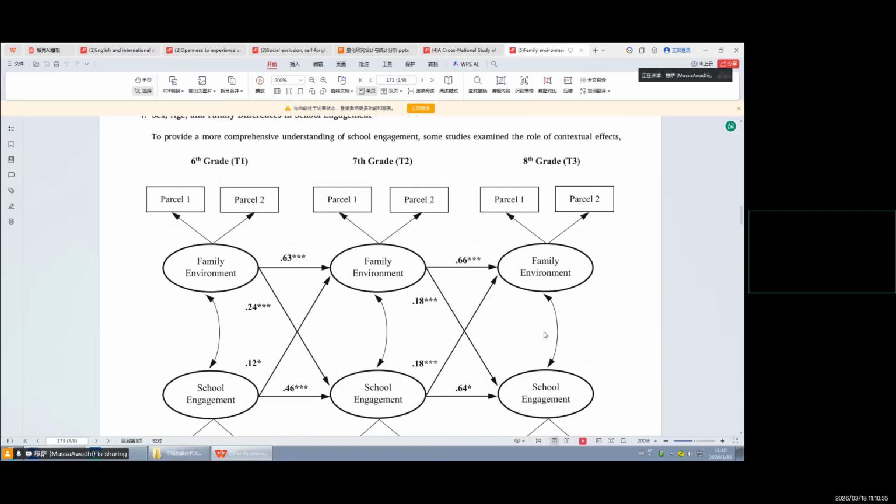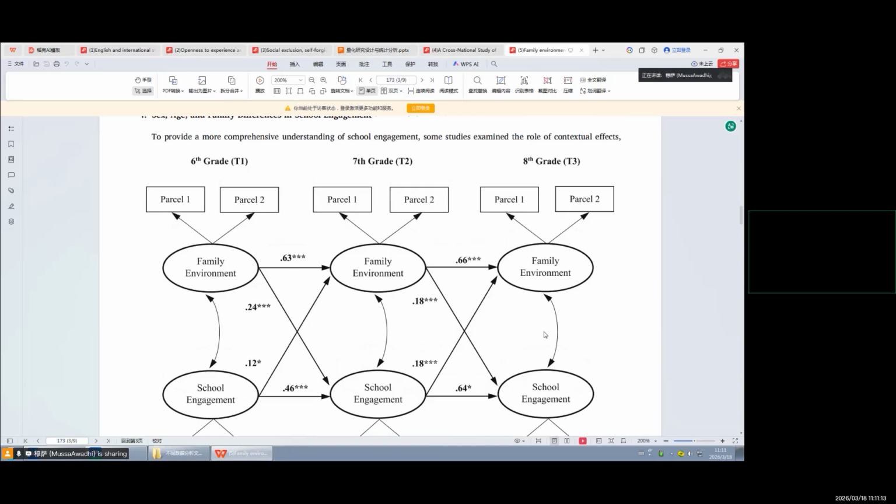Longitudinal. This is a longitudinal study. We track the same participants longitudinally, right? Yeah, we track them from 6th grade to 7th grade to 8th grade. Is this kind of study meaningful? Of course, we can understand the trajectories. Yeah, we can understand the changes. Yeah, and more importantly, we can understand more.